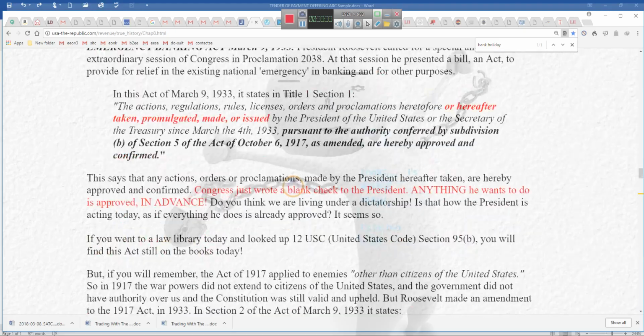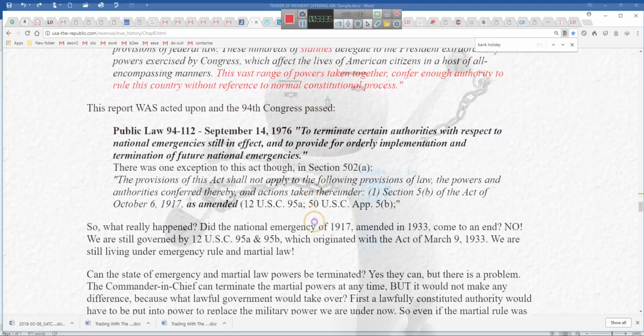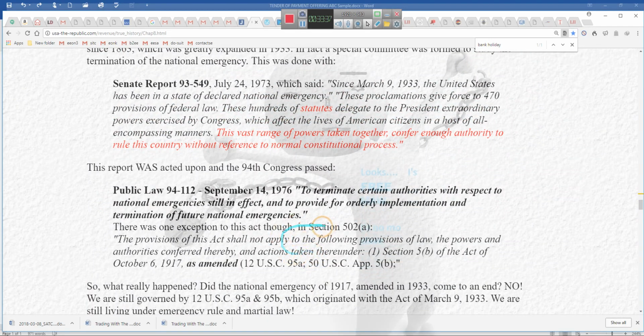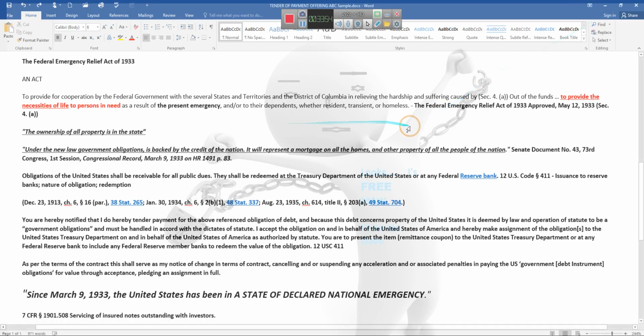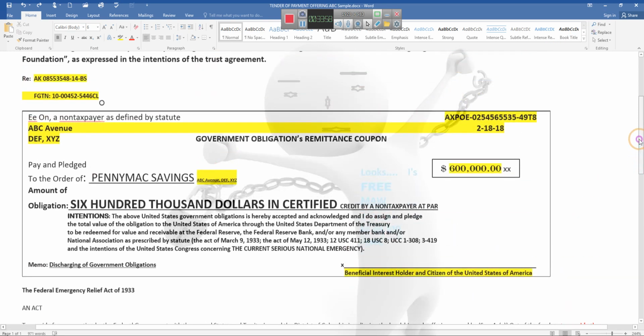I went all the way back up to the top. So now I need to go down. Right there. It says, since March 9, 1933, the United States has been in a state of declared national emergency and federal emergency. Ladies and gentlemen, we've been in a banking holiday. So we don't need to argue with them about that. The issue is going to be whether or not you made a payment. That's the only issue you're there in court about.